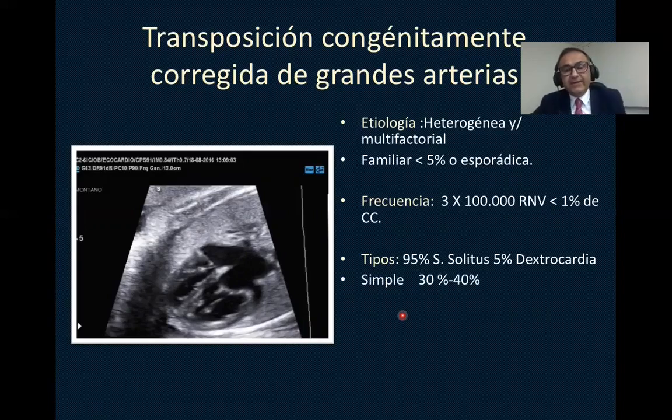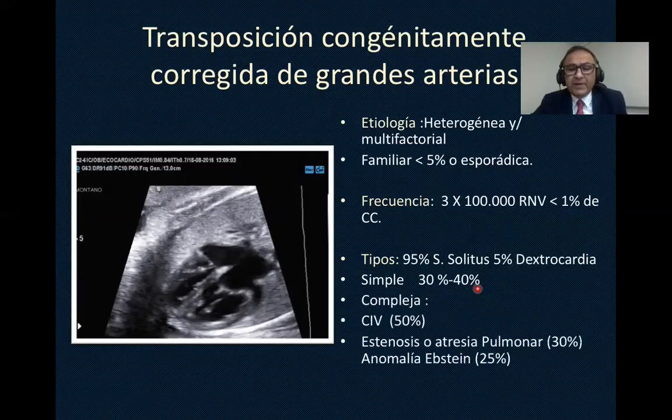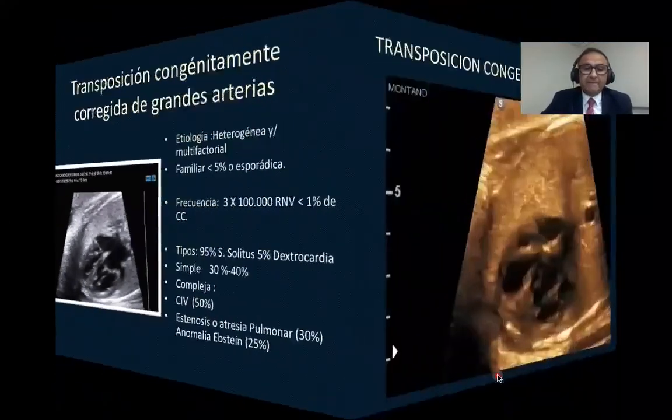Corrected transposition of the great arteries can be simple in 30–40% of cases, and it can be complex when it is associated with ventricular septal defects in 50% of cases, pulmonary stenosis, pulmonary artery atresia, or Ebstein's anomaly.